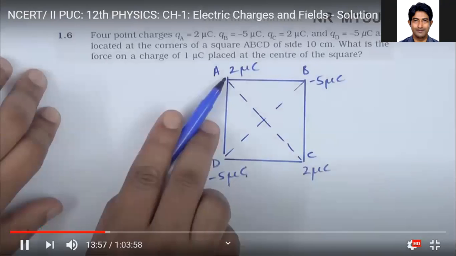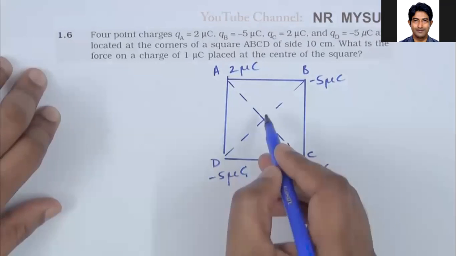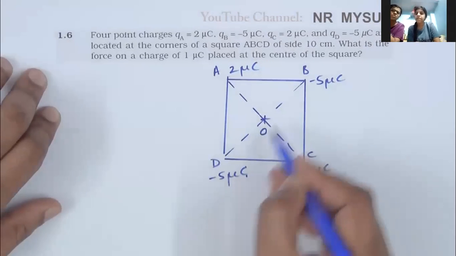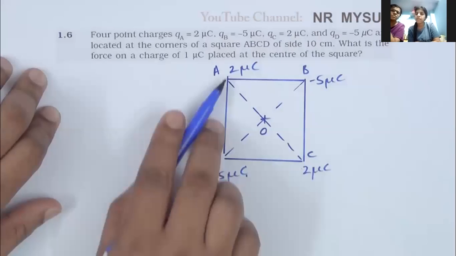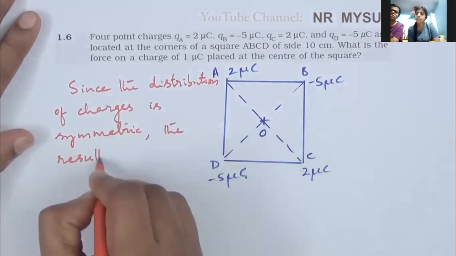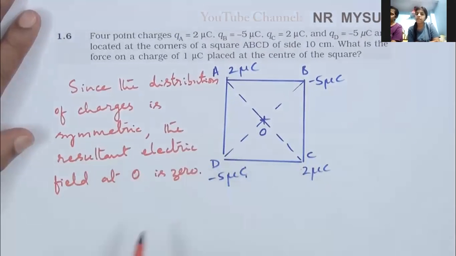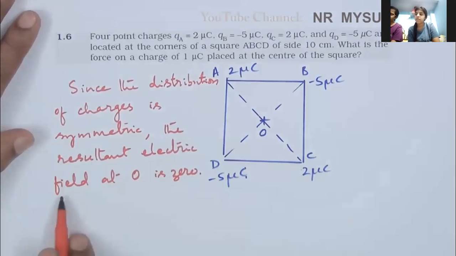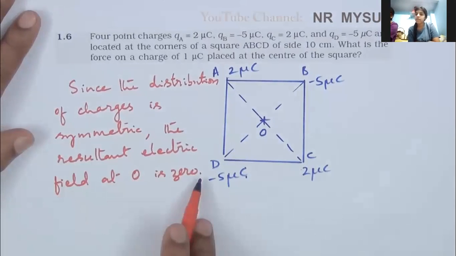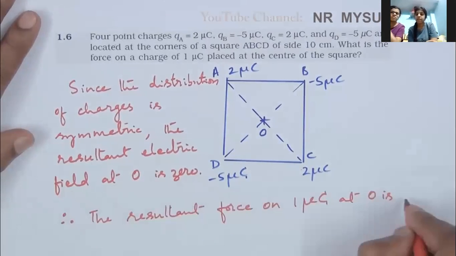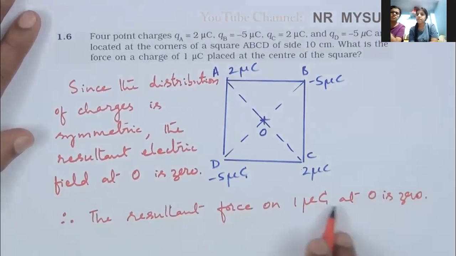Look at the distribution of charge, symmetric distribution of charge about the point. The question given to you, you will practice it, okay? Minus 5, minus 5, equal charges, at equal distances. Since the distribution of charges is symmetric, the resultant electric field at O is 0. Therefore, the resultant force on the 1 microcoulomb at O is 0.